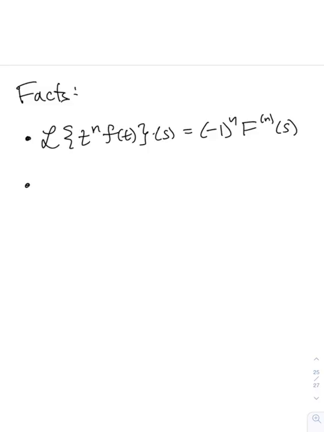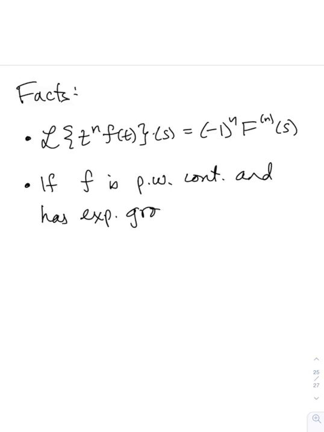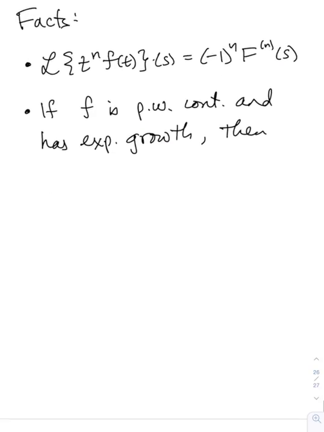The second fact we're going to need to use in this final example is this. If f is piecewise continuous and has exponential growth, then, well, we already know that it has a Laplace transform, but not only does it have a Laplace transform, the limit as s goes to infinity of that Laplace transform is equal to 0.